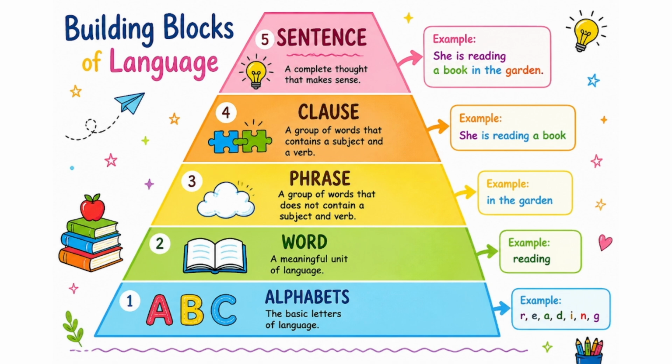Okay, now we move up the ladder and we get the sentence. So the sentence is: she is reading a book in the garden. Now can you understand, from alphabets we got a word, reading, then in the garden is a phrase, she is reading a book is a clause, and she is reading a book in the garden is a complete sentence that makes sense. You have complete information about the sentence, right? So this is the structure of a complete sentence.